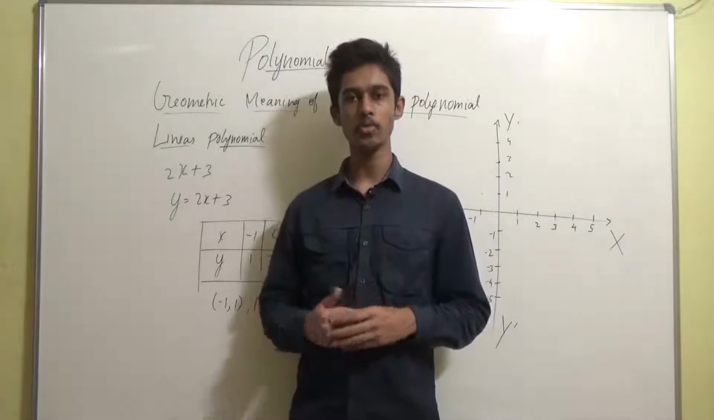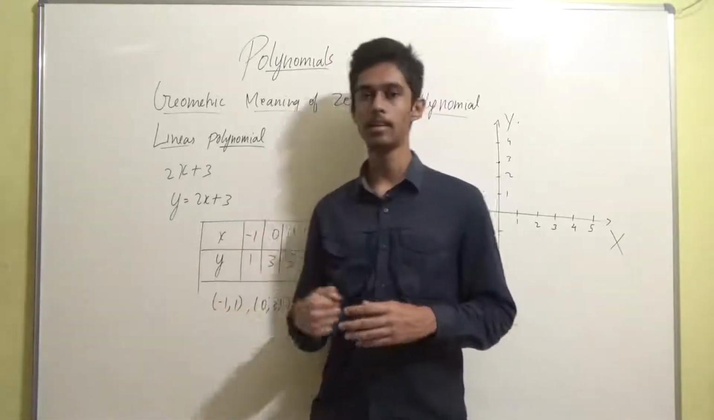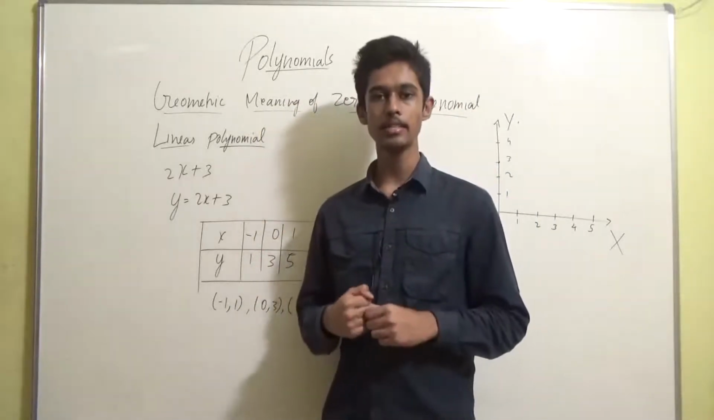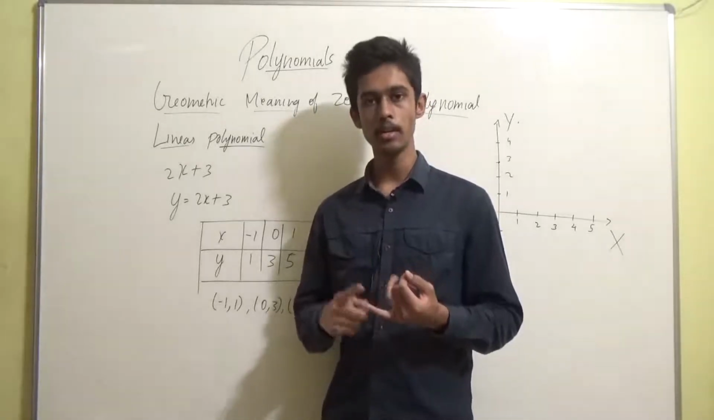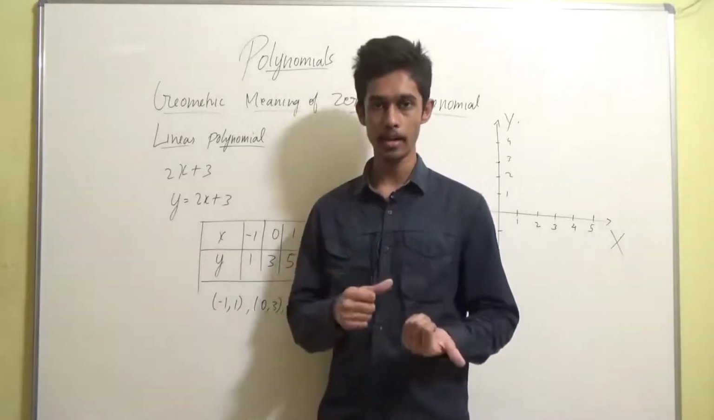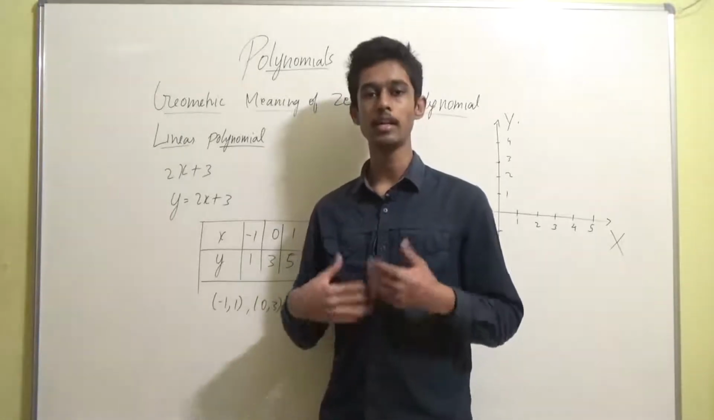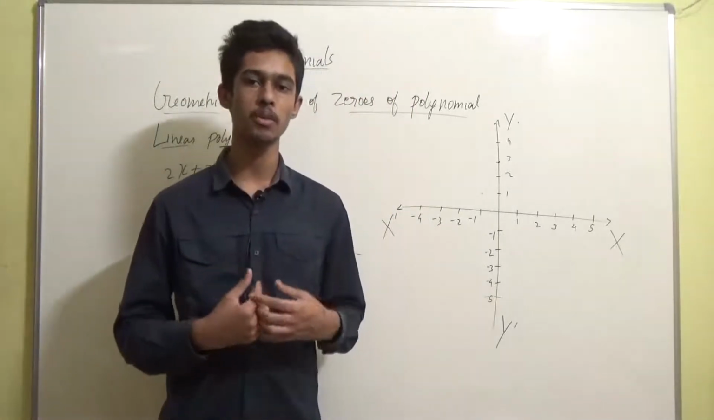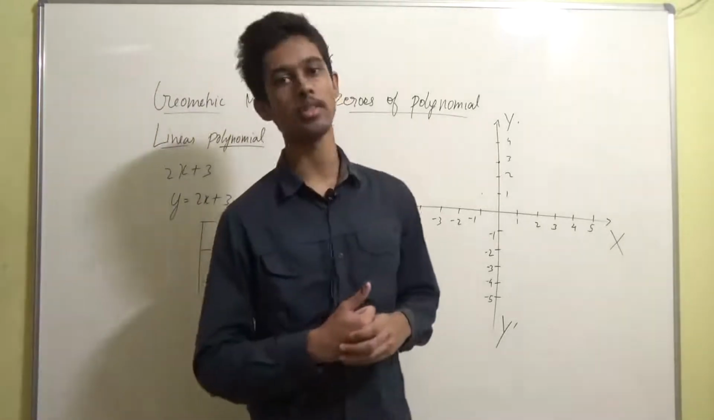After learning how to find the zeros of a linear polynomial algebraically, now let's go ahead and learn how to find the zeros of a linear polynomial graphically. In this chapter, you will learn how to find the zeros of a linear polynomial, quadratic polynomial, and a cubic polynomial, both algebraically and graphically. Just now we learned how to find zeros of a linear polynomial algebraically. After a few lectures, you will be learning how to find the zeros of a quadratic and cubic polynomial algebraically as well.